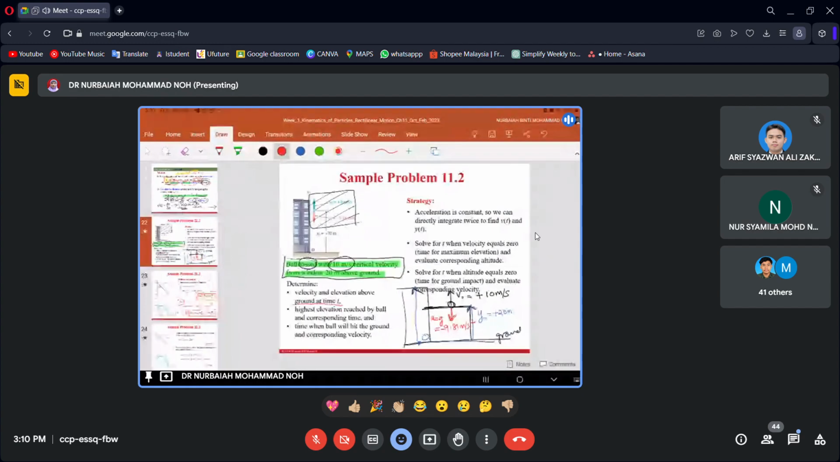The second one, highest elevation reached by ball and corresponding time, and time when ball will hit the ground and corresponding velocity. Okay, so sekarang ni the next thing before we can proceed to the solutions, you need to think first what kind of value or result that you need to have. For example, for the first question, determine velocity and elevation above ground at time t. Dalam bentuk macam mana jawapan yang you kena ada sebenarnya? Adakah dalam bentuk satu value ataupun bentuk function?